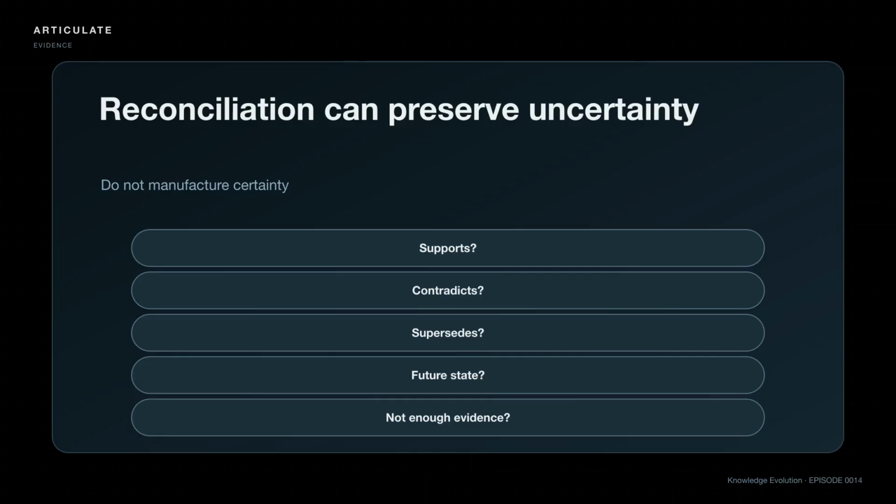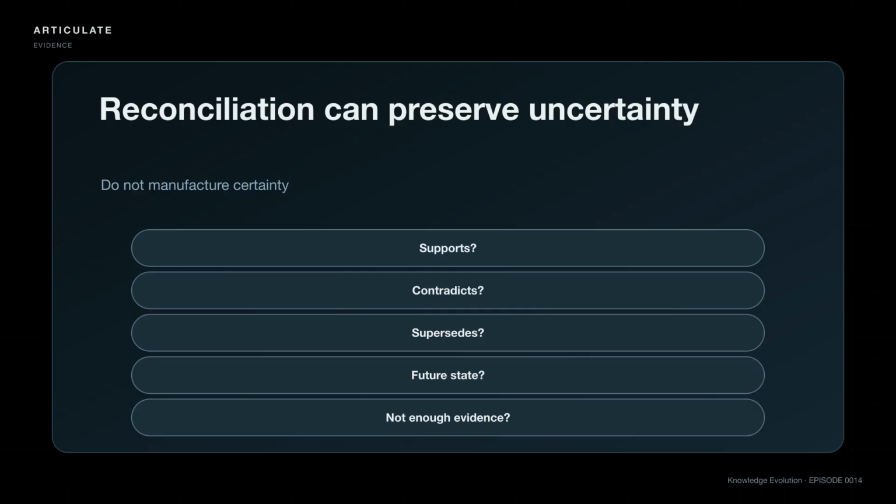Articulate first needs to understand what the new information is actually saying. Then it needs to reconcile that information with what it already knows. Does it support something we already believe, or does it contradict it? Does it supersede something that was already previously true? Does it describe a future state? Or do we simply not have enough evidence to know yet?